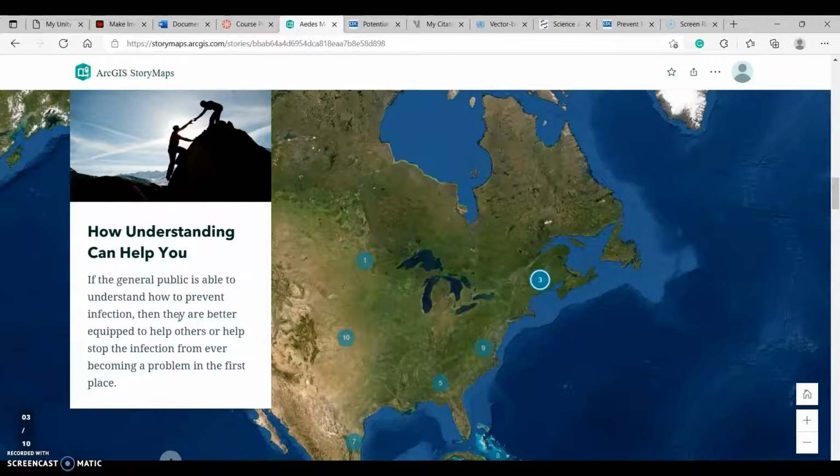How understanding can help you. If the general public is able to understand where a specific disease can come from, they're more likely to share that with other people or change their habits so that the disease will not spread as fast. Also, if someone is more likely to carry the disease or be more affected by it, the people around them being able to understand how to help them not contract the disease could help them survive or be less likely to have this disease in their area.